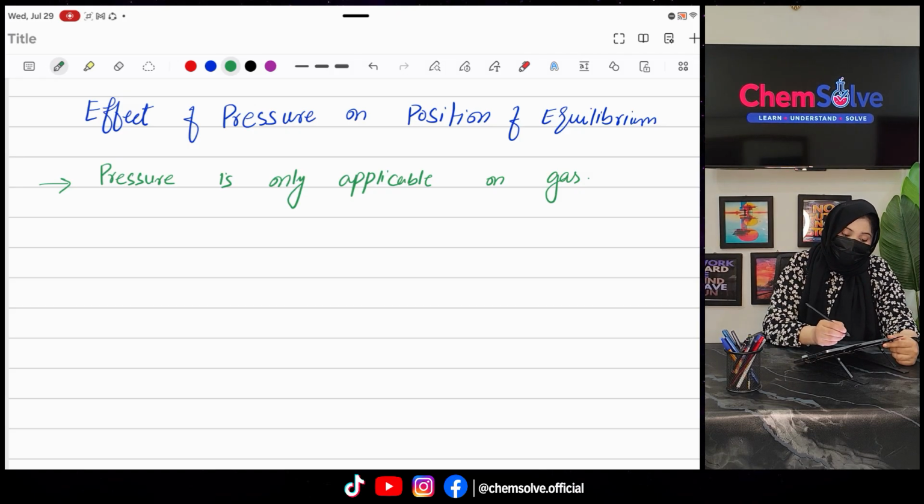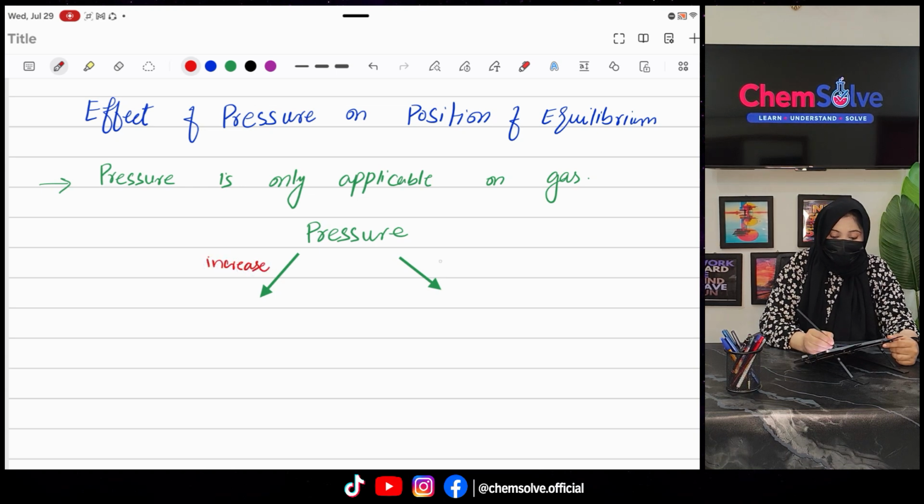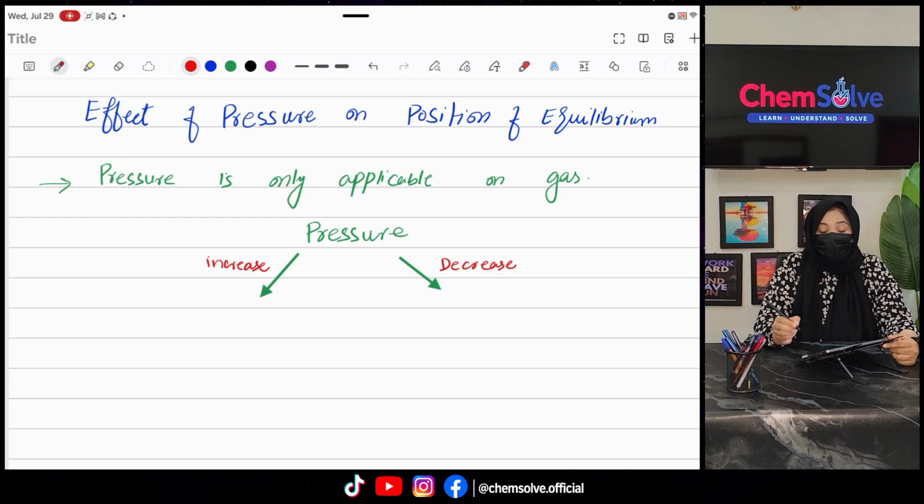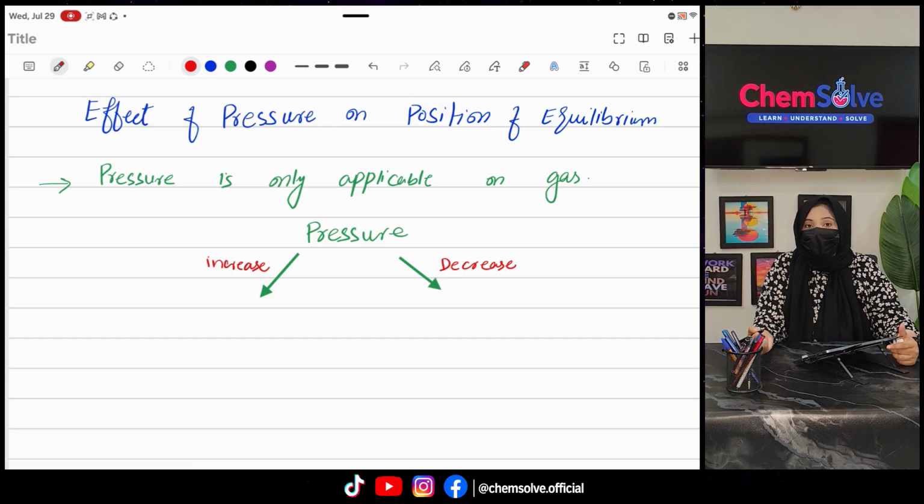Okay, so there are two situations when we are discussing the pressure. Either in the question, the examiner will ask us to increase the pressure or to decrease the pressure. I mean, in the statement of the question, he will ask that if the pressure is increased, then what would be the position of equilibrium? Or if the pressure is decreased, then what would be the position of equilibrium?